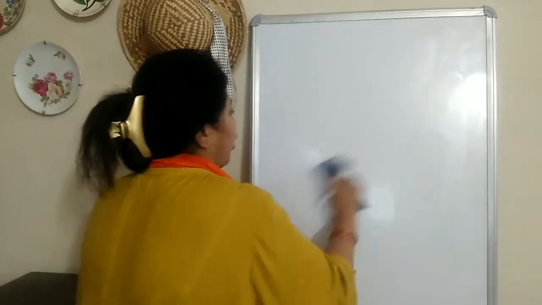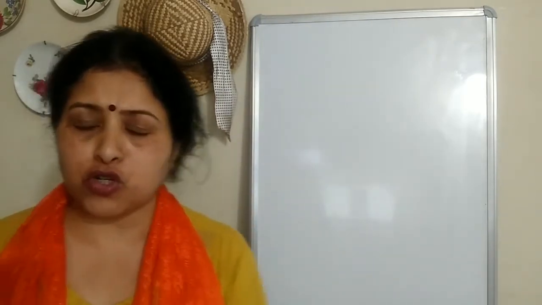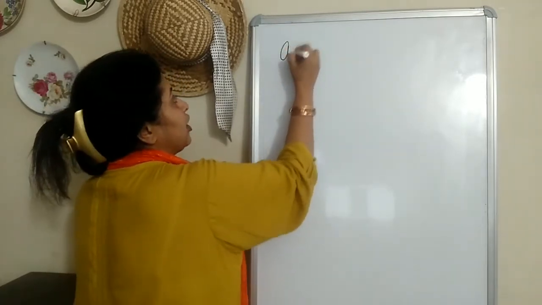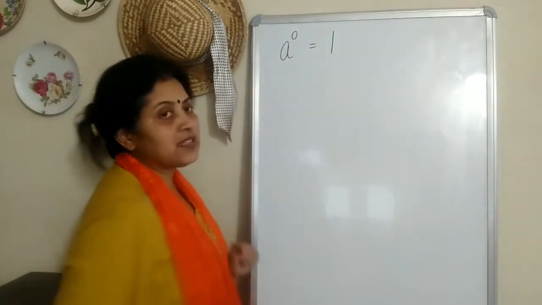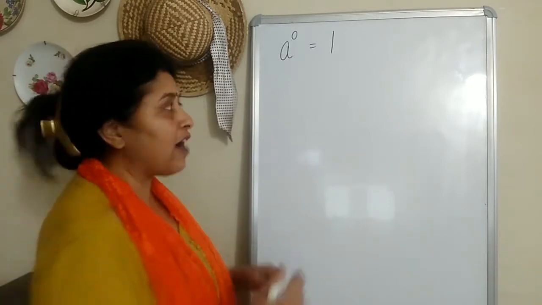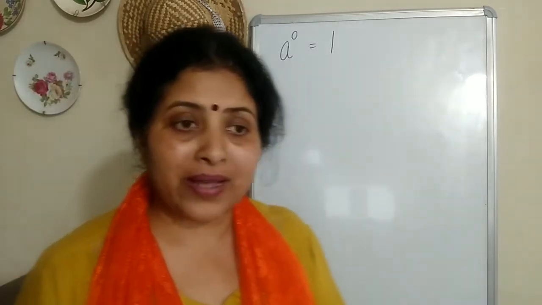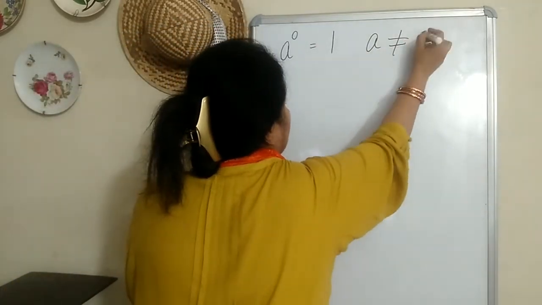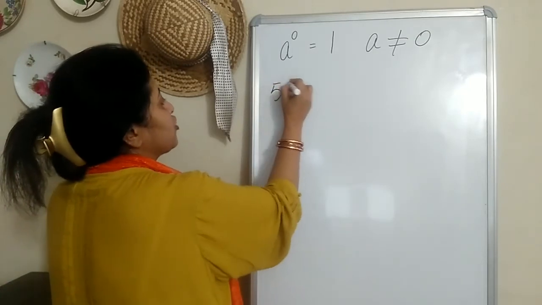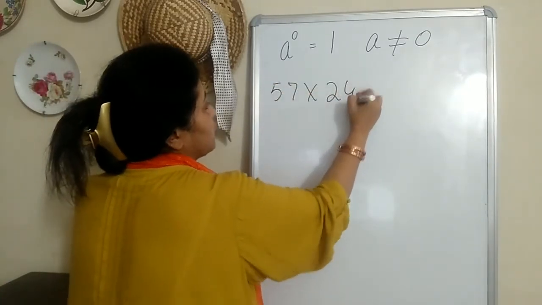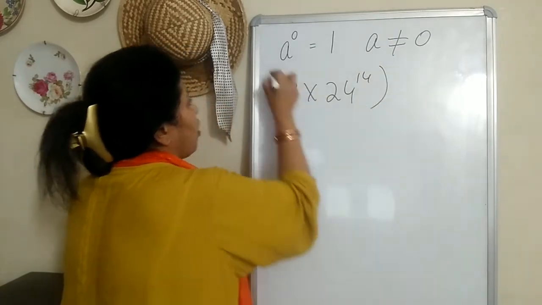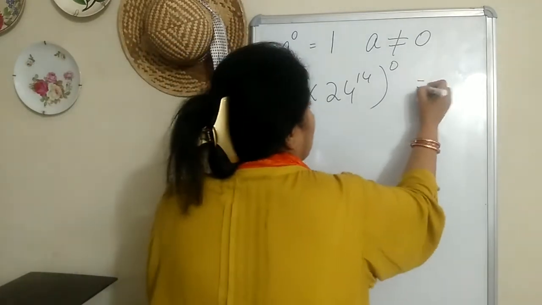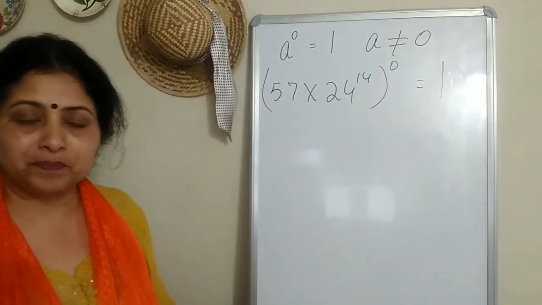And before I go to the problems, there are 2 more things I want you to remember. I have told you this in the previous lesson also. Anything raised to the power of 0 is equal to 1. And here of course you have to remember one thing, that a is not 0 itself. So if I have 5 raised to the power of 7 into 24 raised to the power of 14 and so on, but the whole thing is raised to the power of 0, you don't need to do anything because this whole thing is equal to 1.